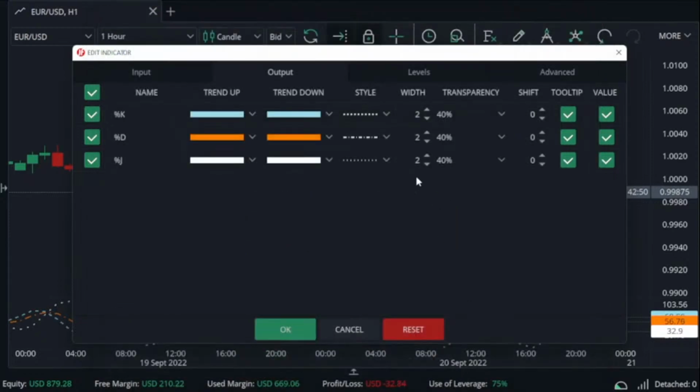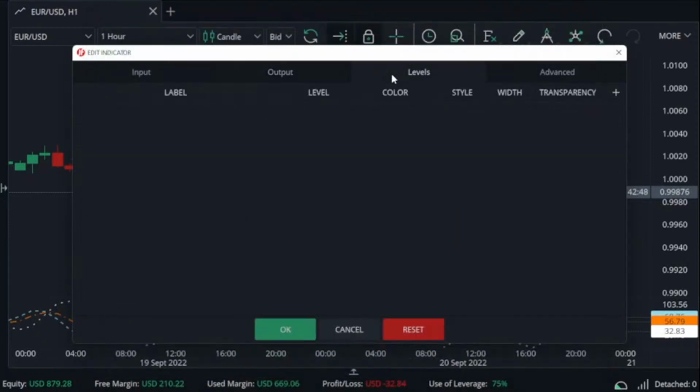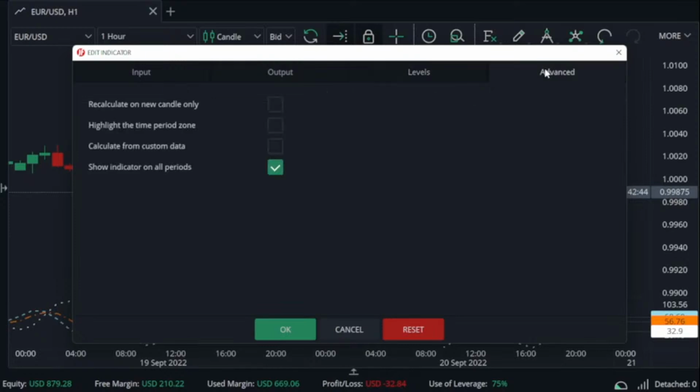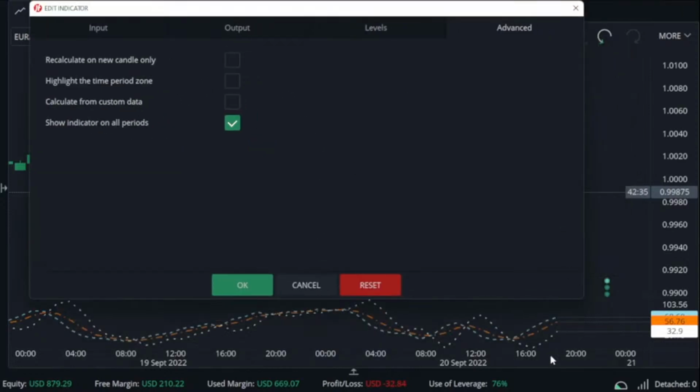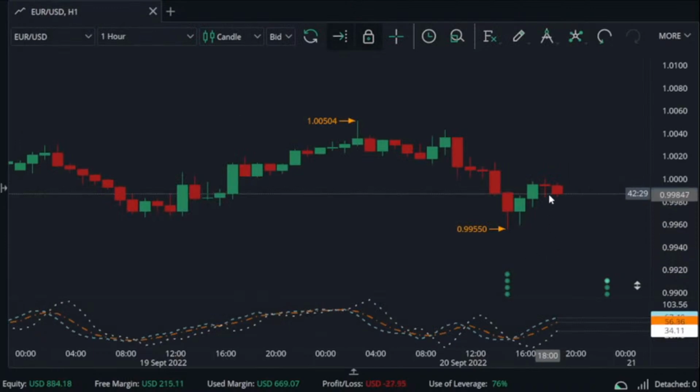Alright, levels, we don't really have anything on the level side, so straight away we head to the advanced editing options. Here you can opt for recalculate on new candle only. In that scenario, this output will remain fixed throughout the candle period. So as long as no new candle is plotted, this output will remain fixed.